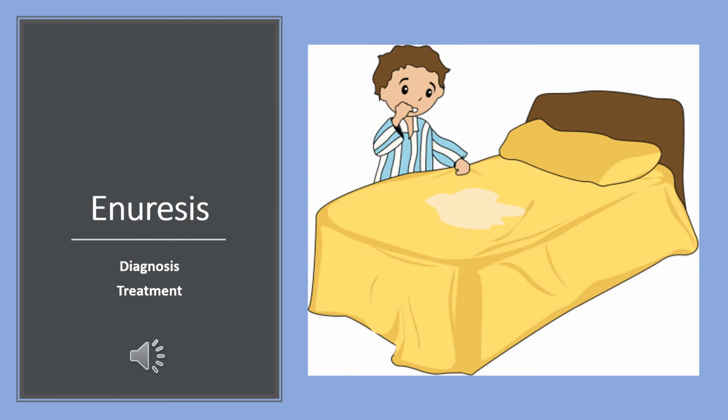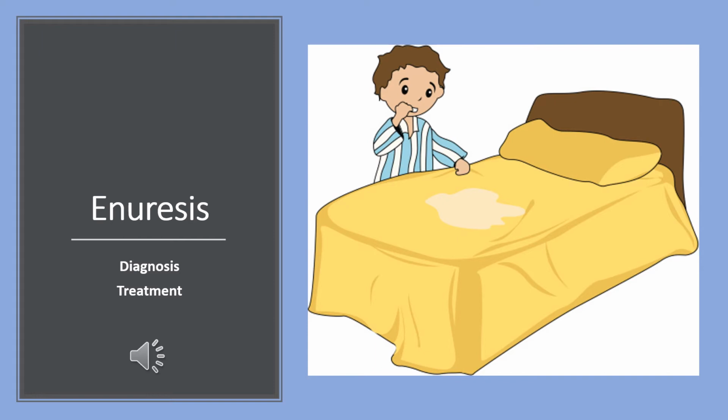It could be nocturnal, diurnal, or both, but most of the time it is nocturnal. And you can have primary or secondary enuresis. Primary is if bladder training was never achieved, and secondary is if control was established, meaning you had potty training, but it's now been lost. Enuresis is more common in boys than it is in girls, and it tends to be familial.